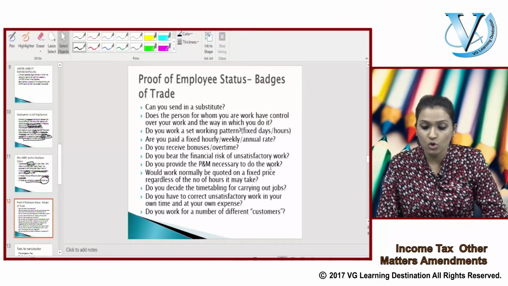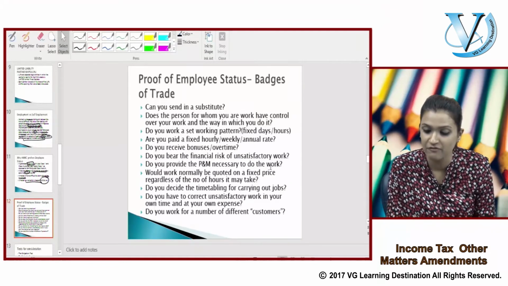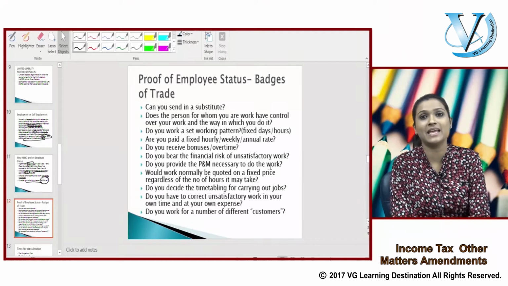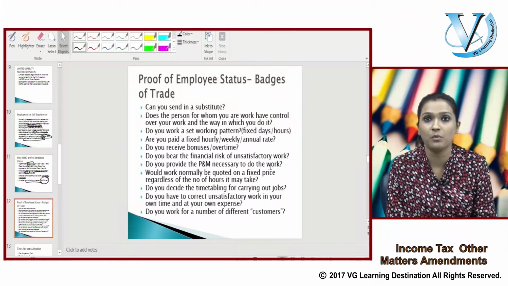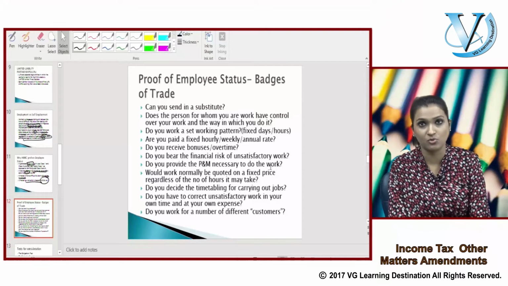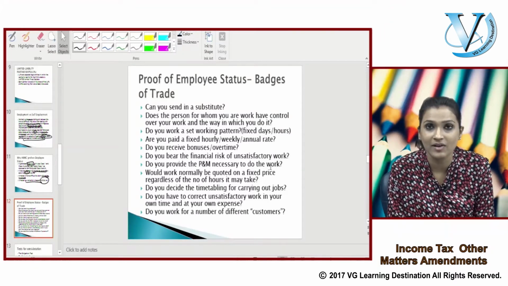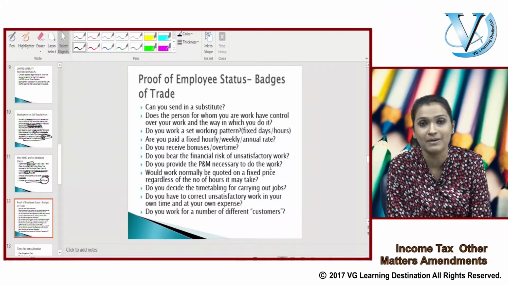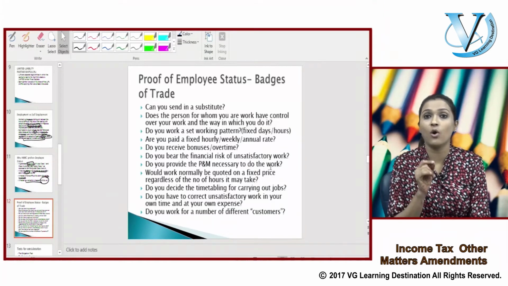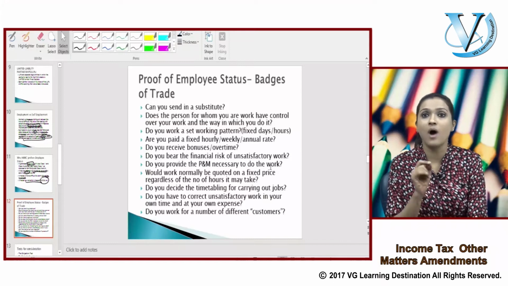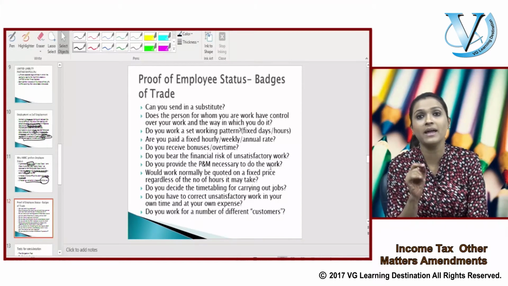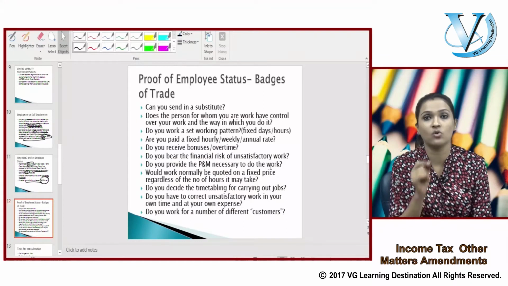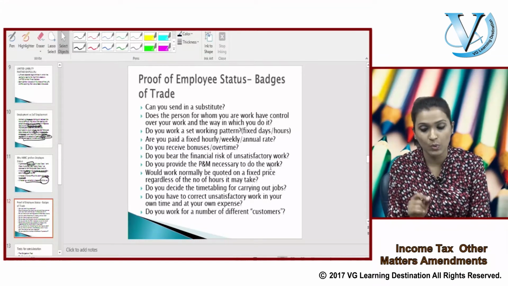What else? Do you decide the timetabling for carrying out jobs? Definitely, employers tell the employees how and when a particular job needs to be done. On the other hand, when you are a self-employed person, I can decide my own schedule as to how I am going to work my work around. So definitely I can vary it, I can alter it the way I wish to.